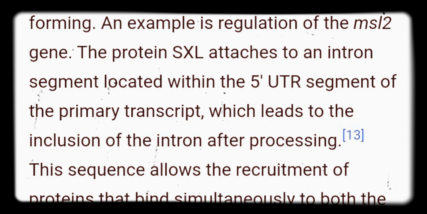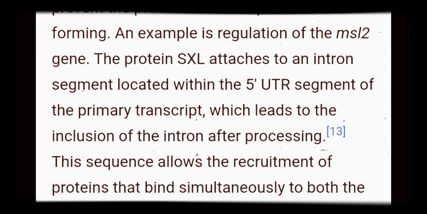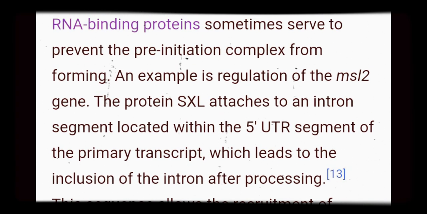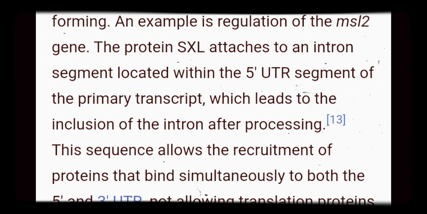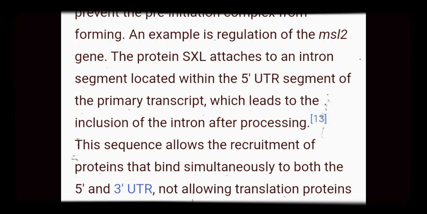So this protein is SXL. You are talking about the example of how RNA binding proteins prevent the pre-initiation complex. They prevent that 48S pre-initiation complex from forming. The RNA binding protein called SXL binds to the 5' UTR segment, which leads to the inclusion of the intron after the mRNA processing.